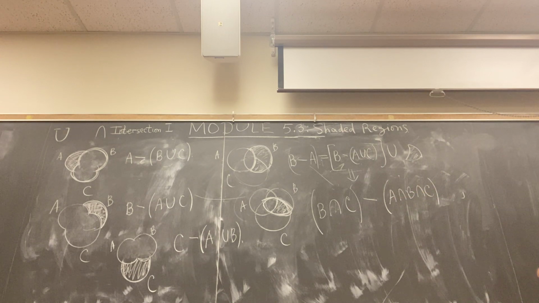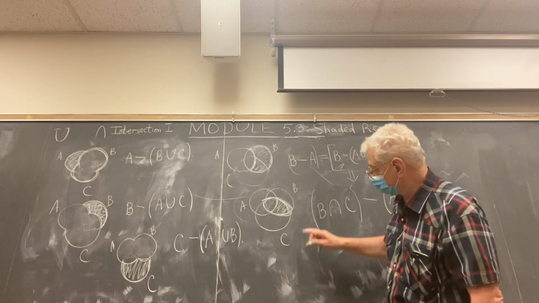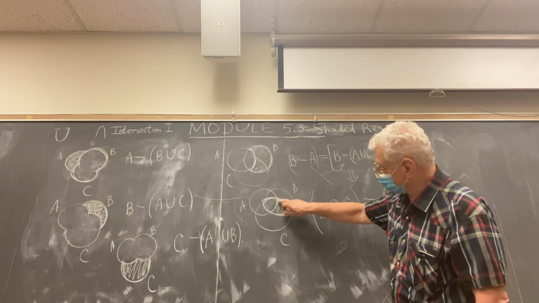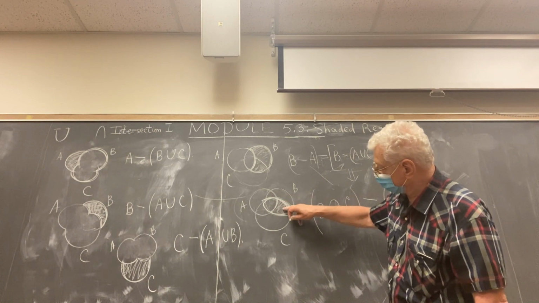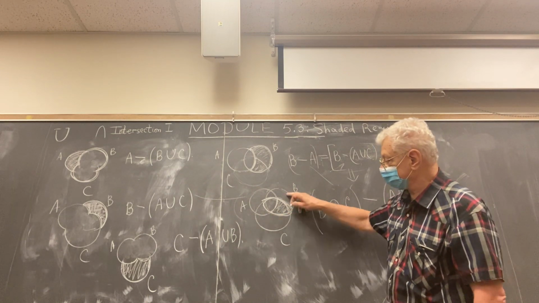You have to find the simplest combinations to get this one. So you see that this part, our shaded part, is a part of that figure. And that figure is B intersection C.